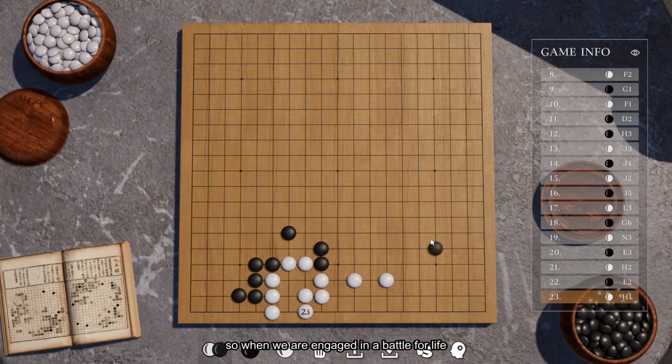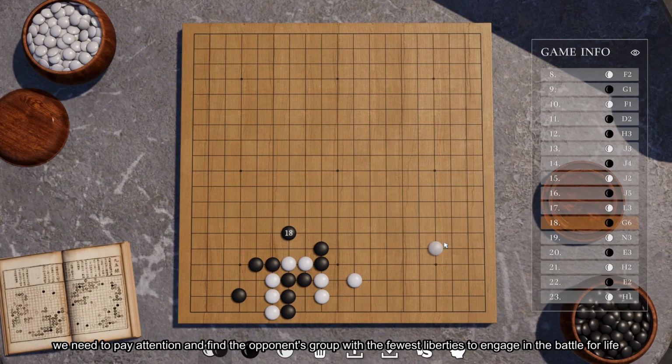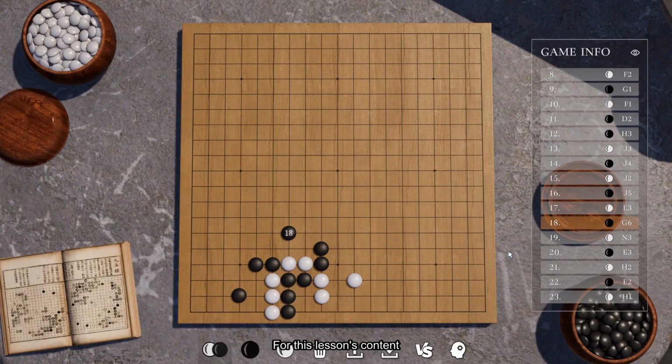Right, so when we are engaged in a battle for life, we must note, if it is a battle between 2 groups, then it is simply equal liberties, move first, and more liberties kills fewer liberties. But if it is a battle among multiple groups, we need to pay attention and find the opponent's group with the fewest liberties to engage in the battle for life. For this lesson's content, we will stop here for now.